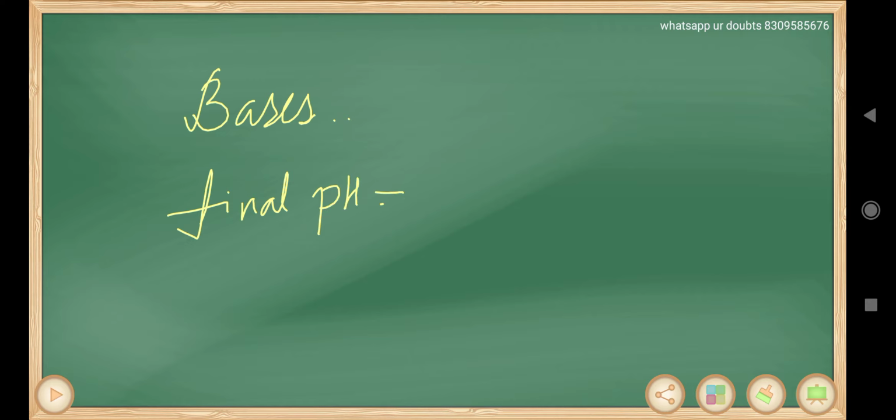See, if you want to know this for bases, same case, final pH is equal to higher pH minus log 2.